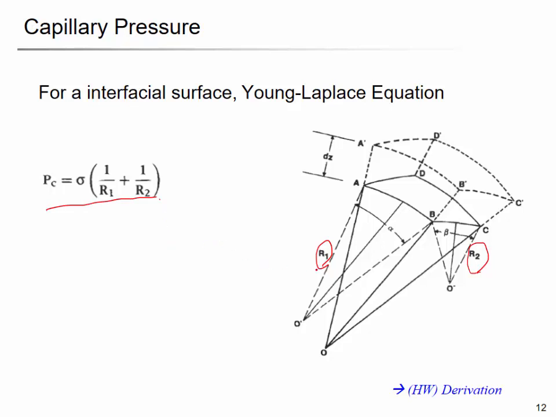And it's telling you that as R1 decreases, then capillary pressure increases, right? And also as R2 decreases, capillary pressure increases. So as the radius of the curvature becomes reduced, you have a smaller and smaller bubble, then you have a larger capillary pressure.